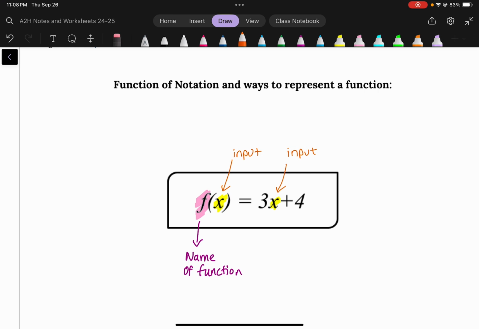For example, if I were to put f of triangle, it's telling me to take 3 triangle plus 4. Whatever I put in here, it's telling me multiply that input by 3 and add 4. The x is really just a dummy. It's just telling you what to do to the input. F of blah equals 3 blah plus 4. Okay? And the last thing we want to do is interpret this entire thing as the output.